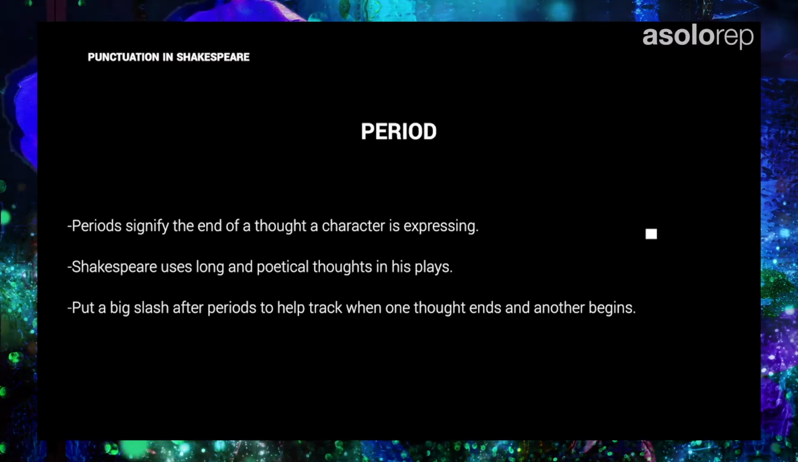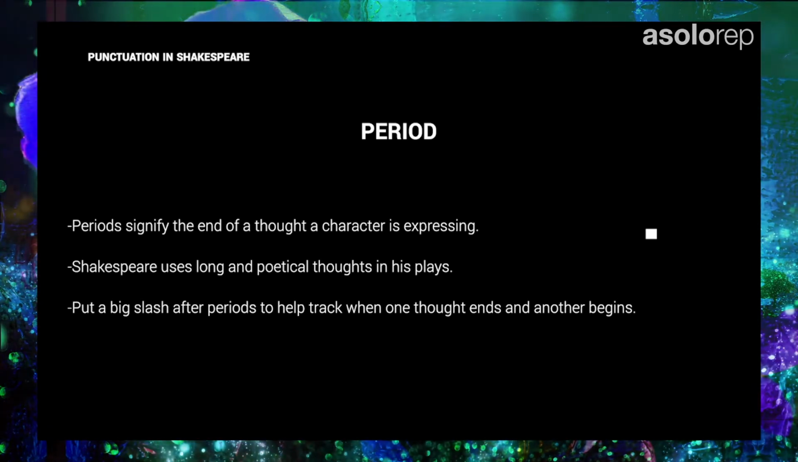First, we'll start with the period. Much like how we use them today, a period signifies a conclusion of thought. If you don't see a period for a while in Shakespeare, it means it's a pretty long thought. Whenever I see a period in my lines, I make a big line with my pencil so I know where one thought ends and where the other begins.